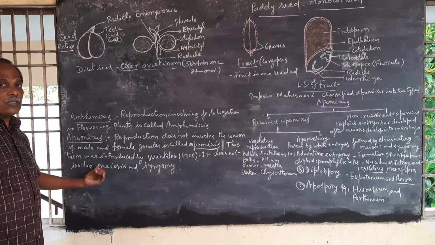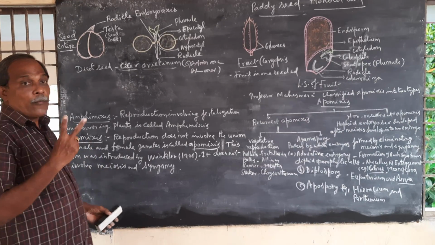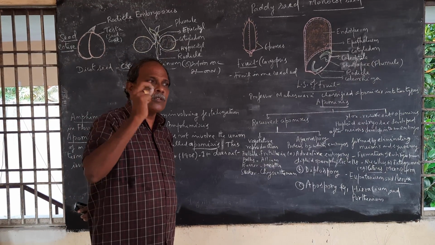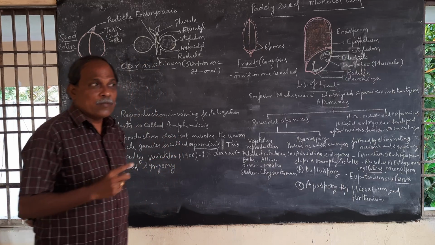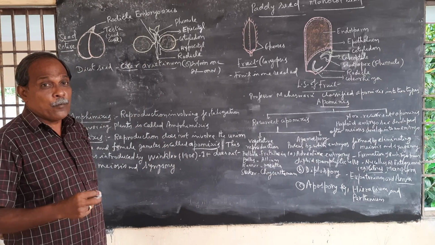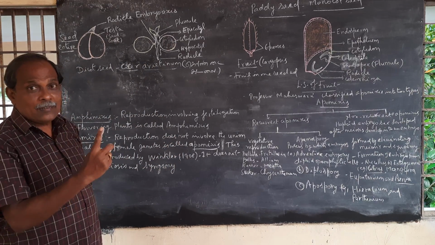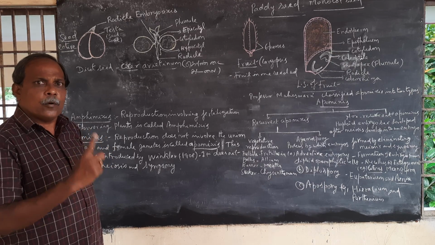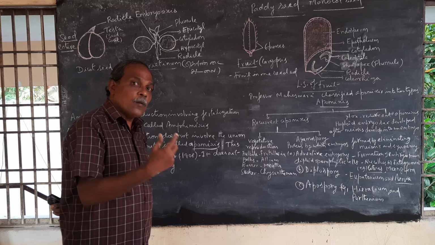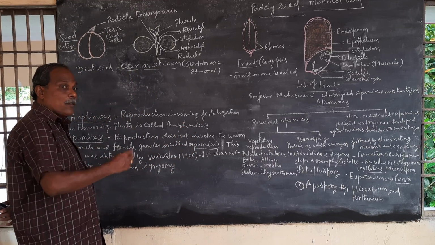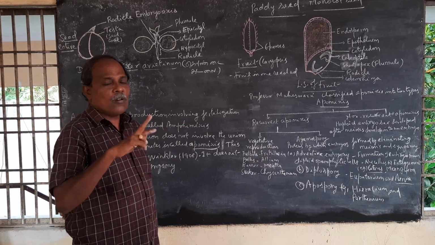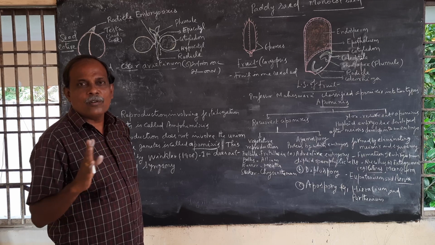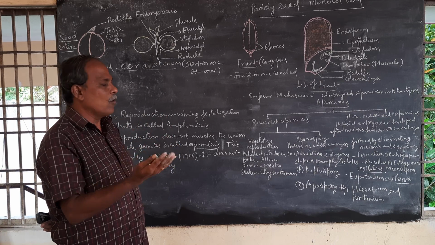So apomixis is of two types. Professor Maheshwari classified apomixis into two types: recurrent apomixis and non-recurrent apomixis. Recurrent apomixis means the plants formed through apomixis are able to produce young ones, whereas non-recurrent means they cannot produce young ones.